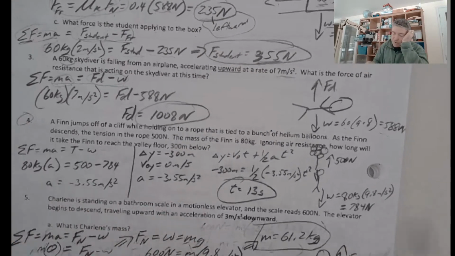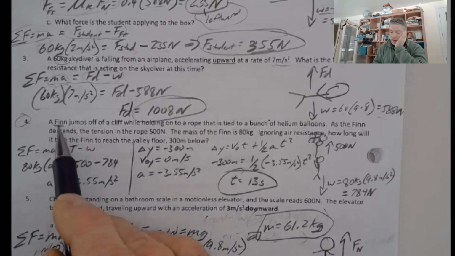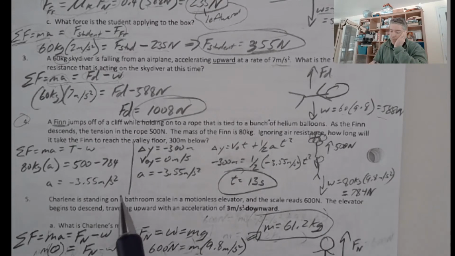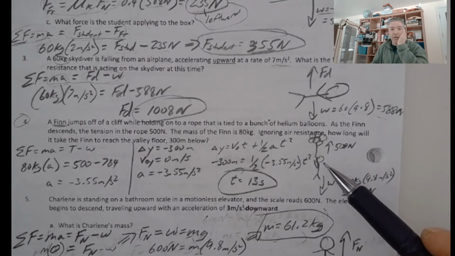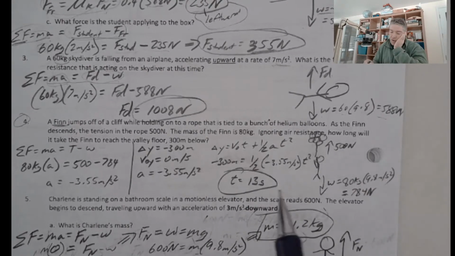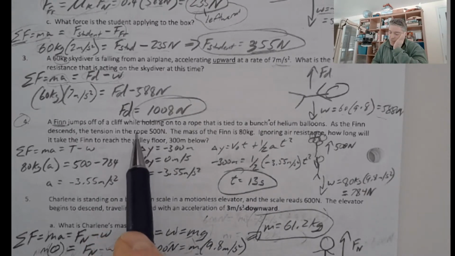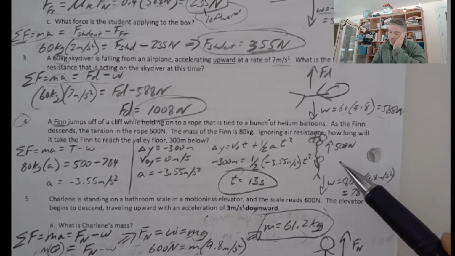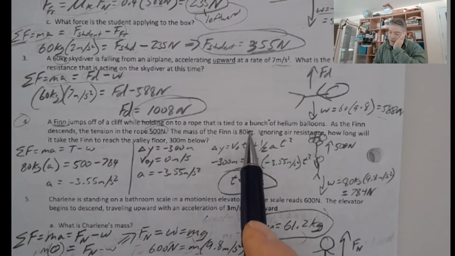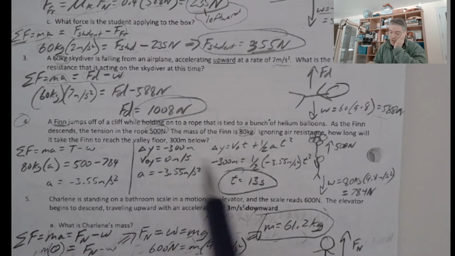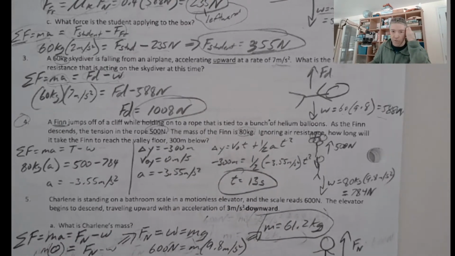Number 4, there's not much space for this. A Finn. Those people are really good at keeping their forest floors clean. But apparently, according to this problem, they also like to jump off cliffs with balloons. They don't. I just made that up. So a Finn jumps off a cliff holding on to a rope that's attached to some helium balloons. The rope tension is 500 newtons. The mass of the Finn is 80 kilograms. How long will it take the Finn to reach the valley floor?